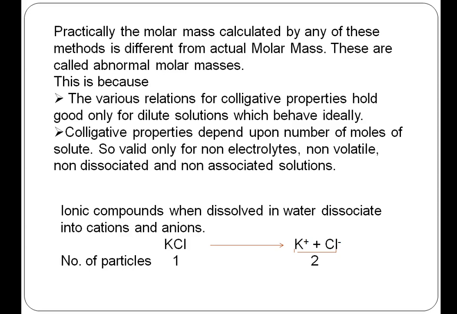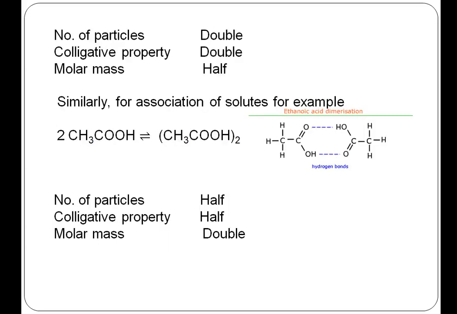For example, let us take an ionic compound KCl. When it is dissolved in water, it dissociates into potassium ions and chloride ions. Means one particle of the solute now gets converted to two particles. So the number of particles becomes double. Therefore, colligative property will also become double and so molar mass will come to be half.